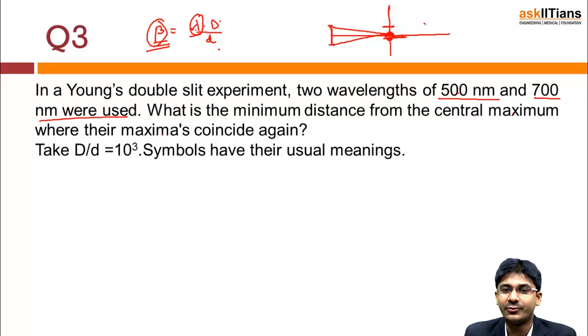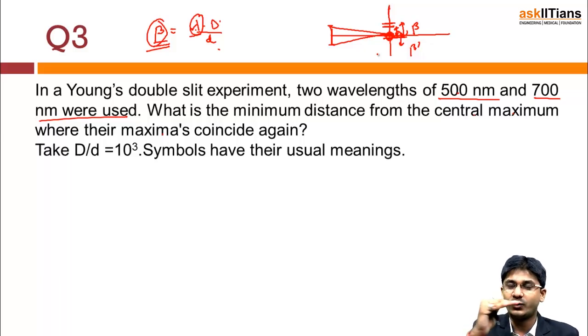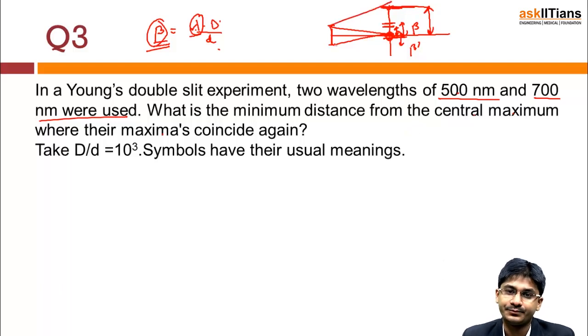Means for one it will form at this position, for the other one it may form at this position, because for one it will be beta, for the other one it will be beta dash. So it's now different. So the question being asked is at what order they will coincide again. So when they coincide again, what will happen? Suppose they coincide again here at any position. I assume that they coincide at this position. Now when they coincide here, both of the maximas are coinciding.